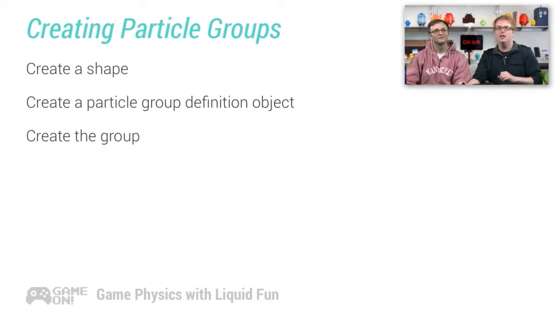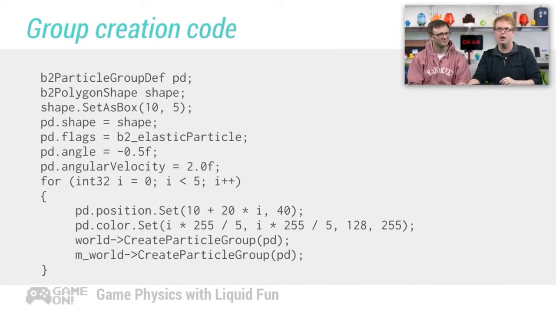Creating particle groups should again feel pretty familiar to Box2D people. You create a shape, you create a particle group definition object, and then you instance the group with that. So what does the shape here mean? A shape is a Box2D primitive, so it's going to be like a polygon. You can make a circle, you can make a giant square, you can make an L shape, you can do whatever you want. And is the idea these particles have to fit into that shape?